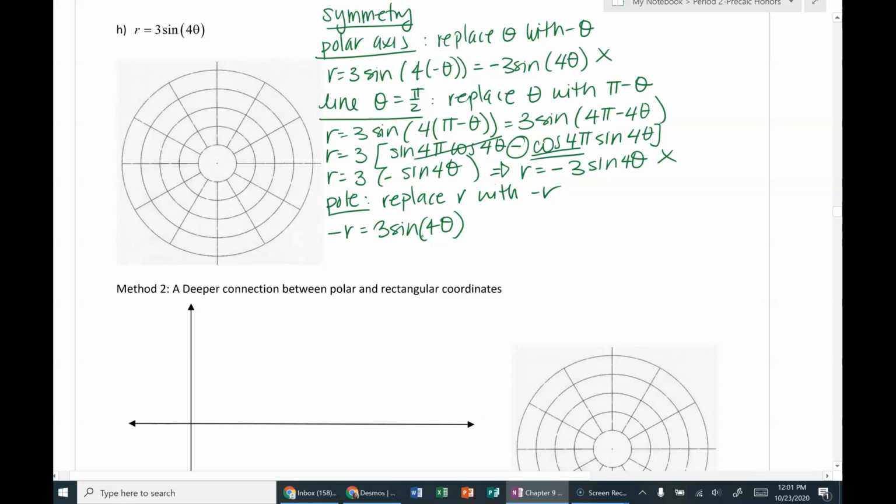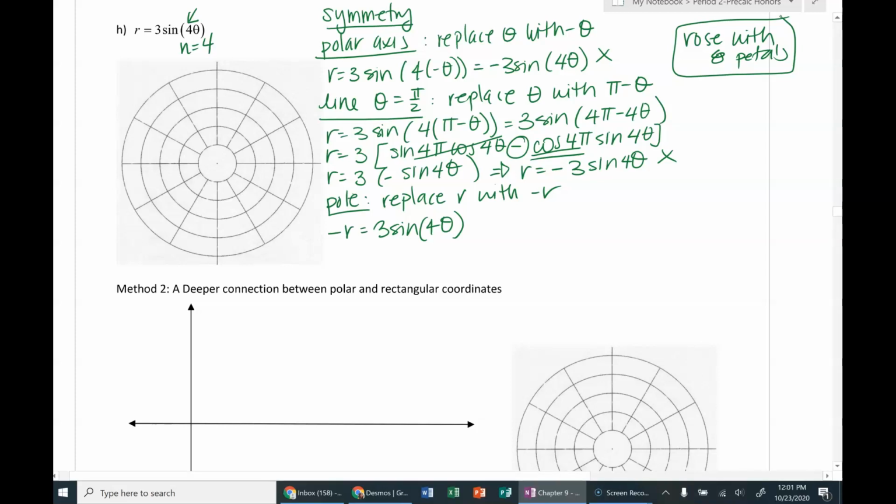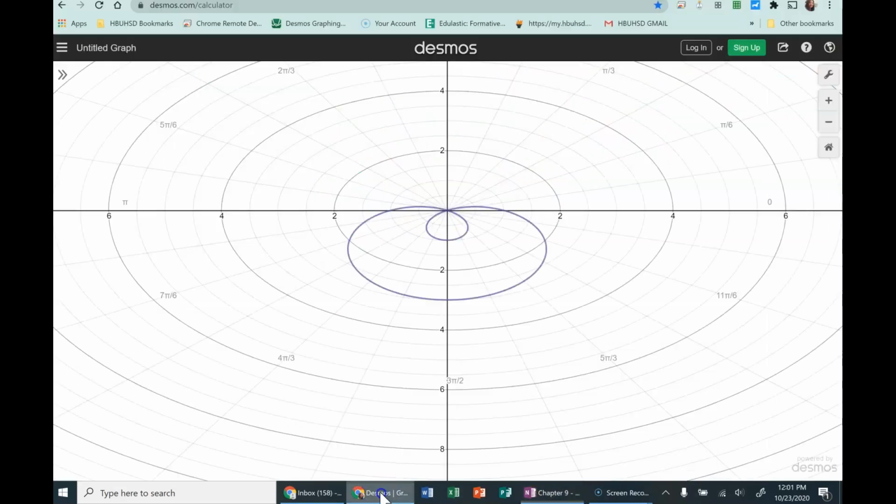So we know that this is a rose, okay, with 8 petals because n is even. Okay, n is 4. So rose with 8 petals. Our test says it's not symmetric to anything. So now let's bust out our Desmos in my case and see if our algebra is correct.